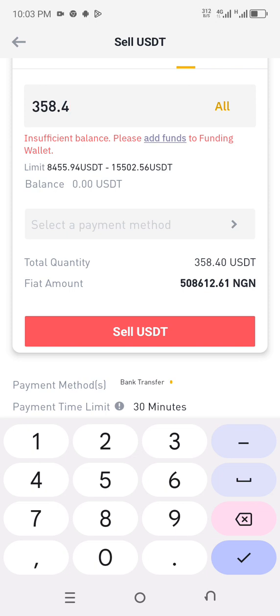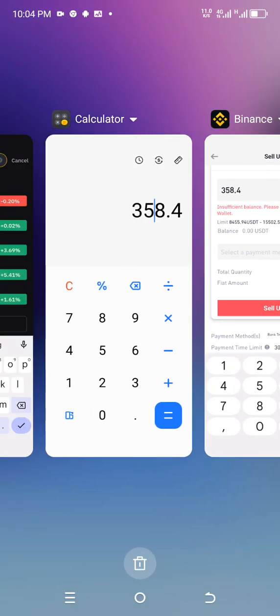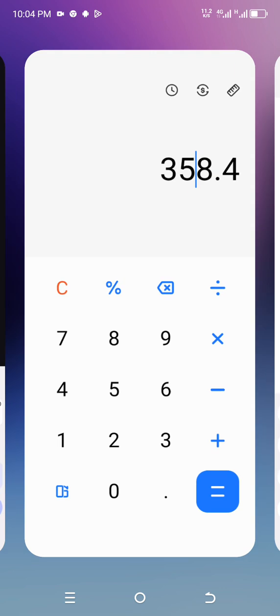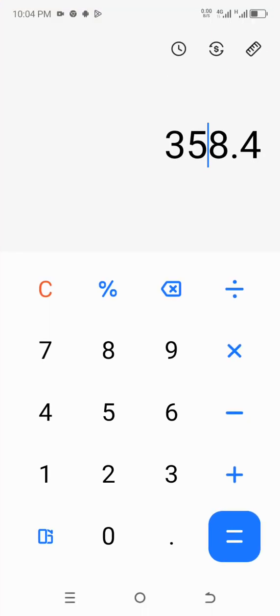So you will get 508,612 naira. That means you have made an 8,612 naira profit. Wow, this is a very amazing one. Let's check our calculator to see the profit potential that we stand to gain.